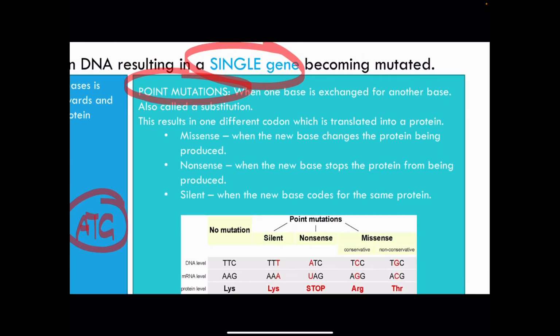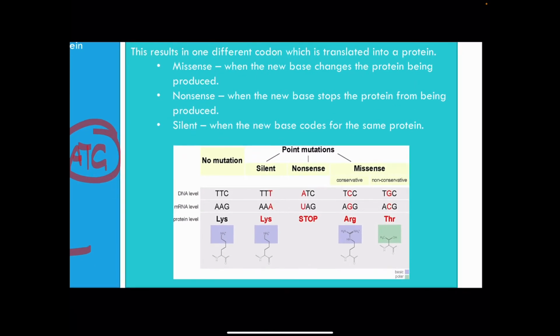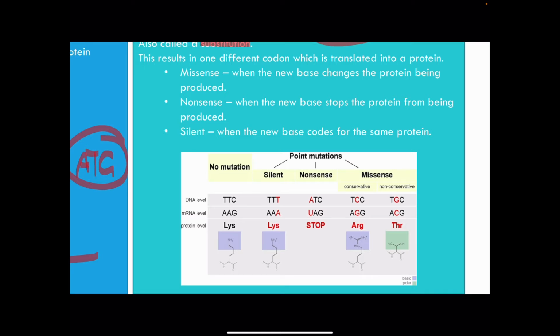All right, looking at point mutations now. So this is when one base is exchanged for another base. We're not deleting or inserting a base, but we're exchanging them. A point mutation is also known as a substitution mutation, and that's because we're exchanging or substituting bases. Now this results in one different codon, which is translated into a protein. So again, because we're changing the codon sequences, the protein is going to be different. Now, there are 3 types of substitution mutations. We've got missense, nonsense, and silent.